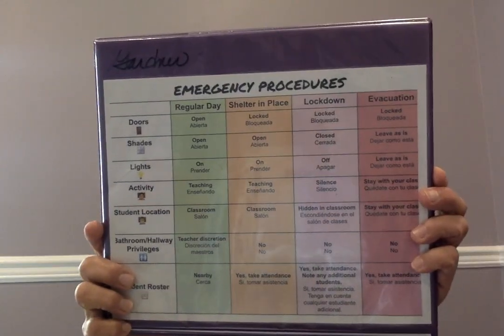Today we're going to concentrate on 4 required binders that you will need on your desk. I'm going to put a list in the information section of the video. The first one that you're going to need is your emergency procedures. Okay?